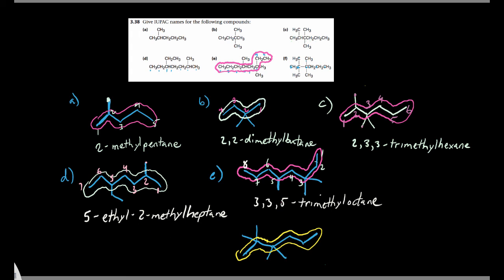And then numbering it, 1, 2, to give the first substituent, these 2 methyls, the lowest number, 3, 4, 5, 6. So this is going to be 2,2,3,3-tetramethyl. So there's 4 methyls here. So 2,2,3,3-tetramethylhexane. 2,2,3,3-tetramethylhexane.